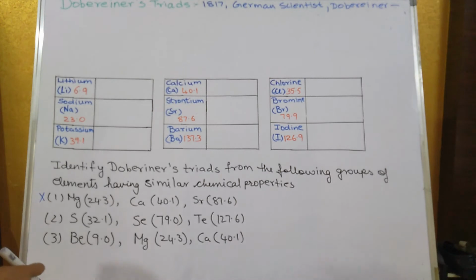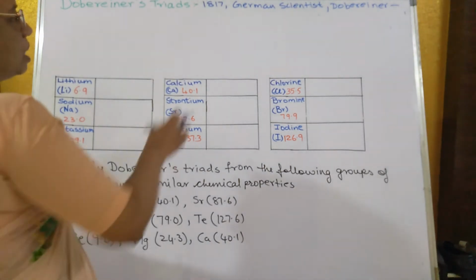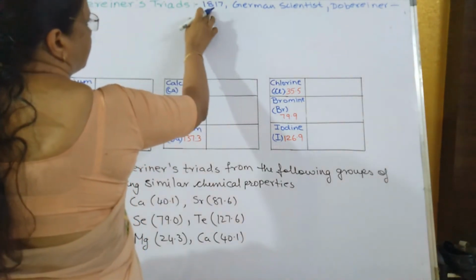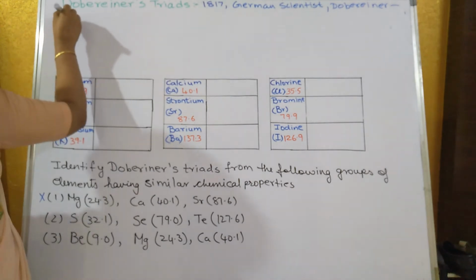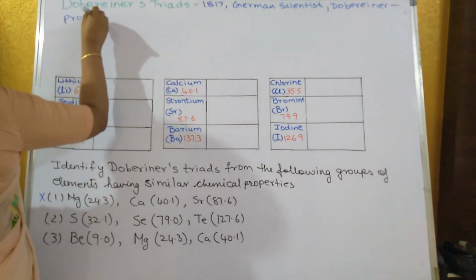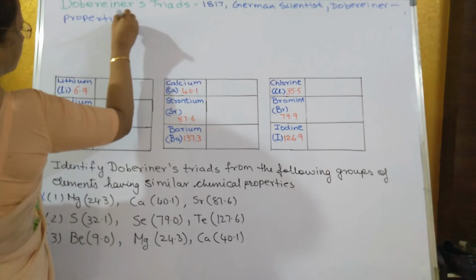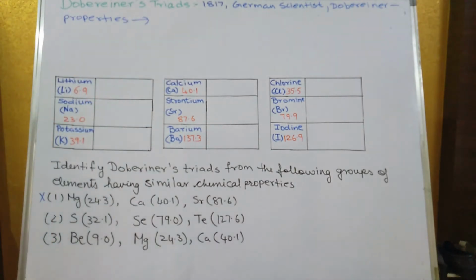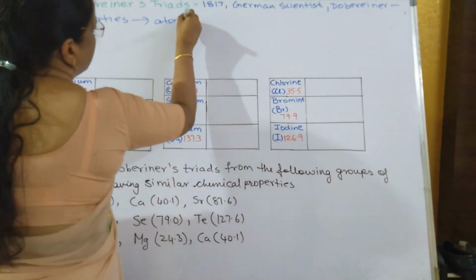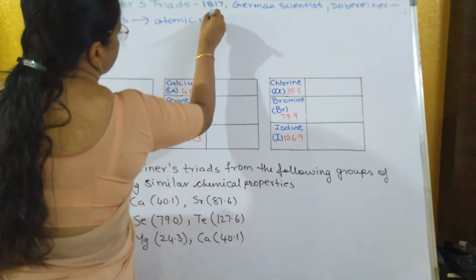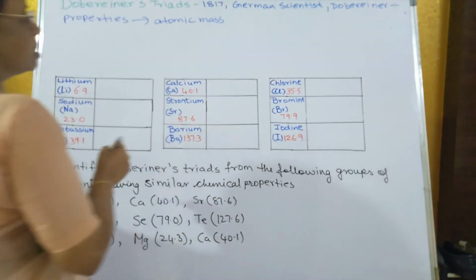Now the first scientist to classify the elements was Dobereiner. He was a German scientist and he classified in the year 1817. What did he suggest? That the properties of the elements were related to what? Atomic mass. It was related to the atomic mass of the element. I have already discussed what is atomic mass and what is atomic number.